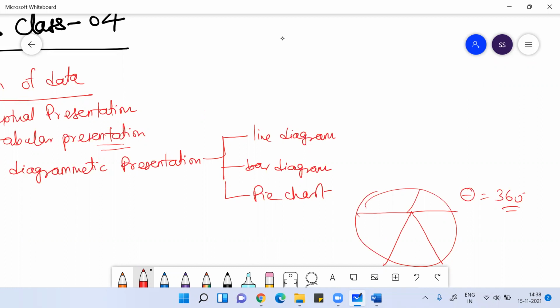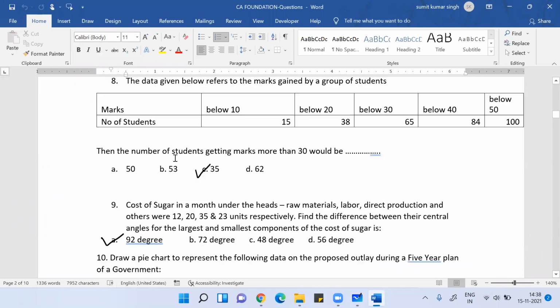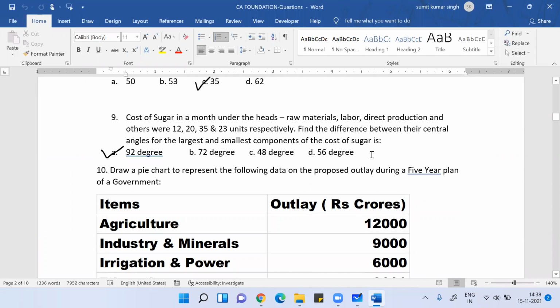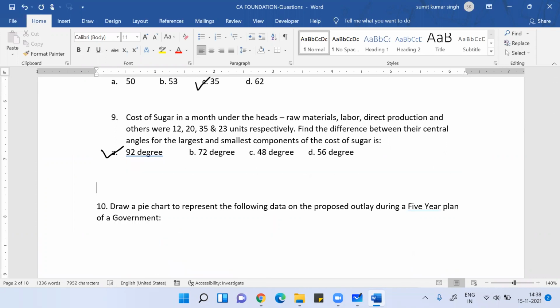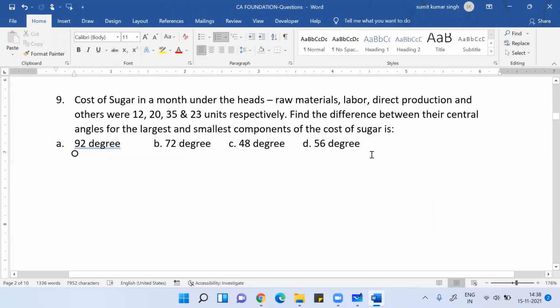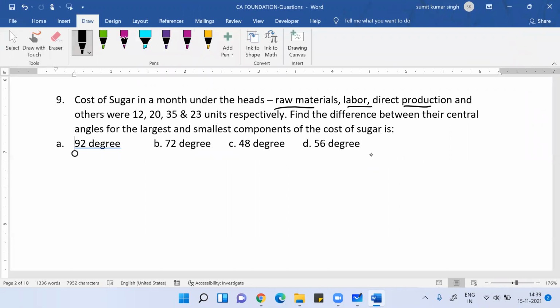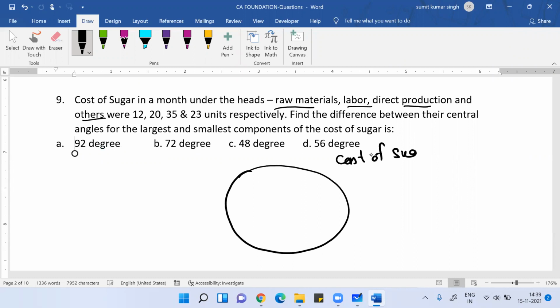Pie charts are very common. You can see this question number 9. The cost of sugar under the heads raw material, labor, direct production, and others is given. So I'm drawing a pie chart of the cost of sugar.